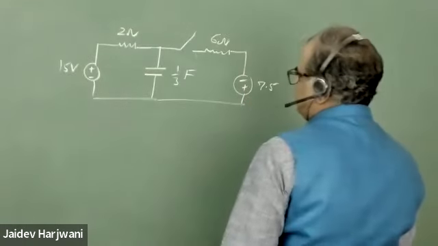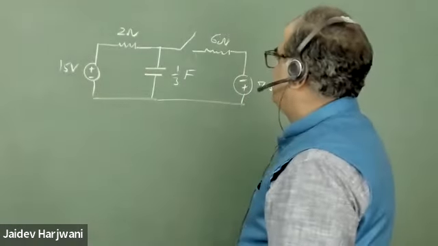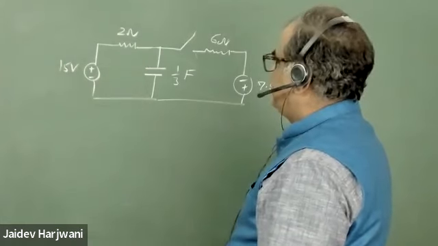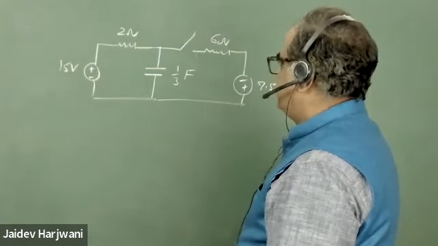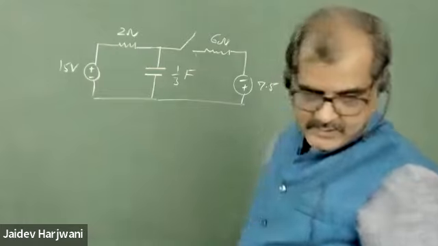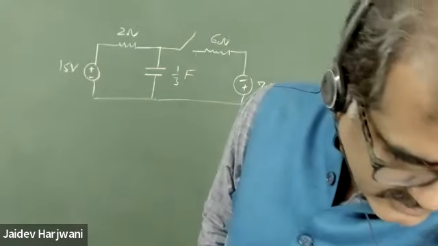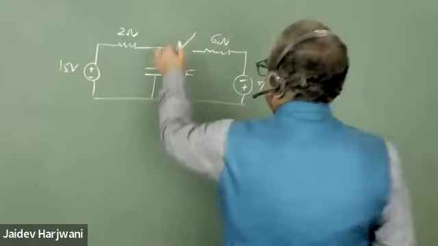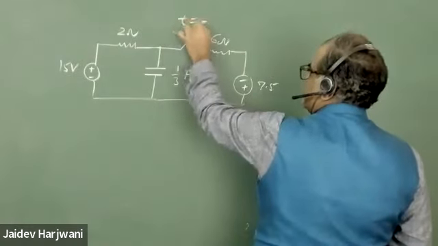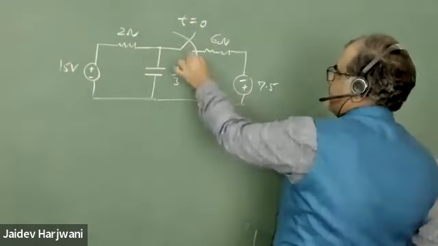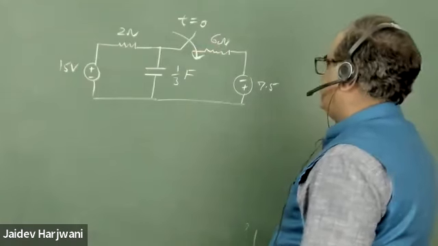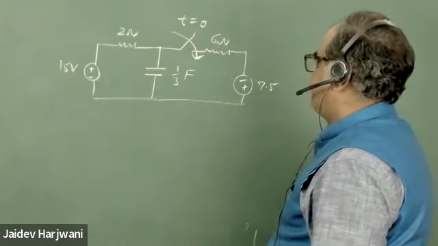Sir, as previous, at time t equals 0 the key is closed, and before that the key is open. So this time they say t is equal to 0, you are closing this. Before that it is open. Okay, find out what is coming.